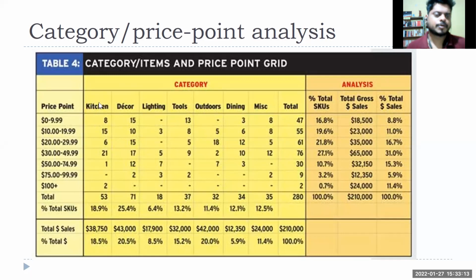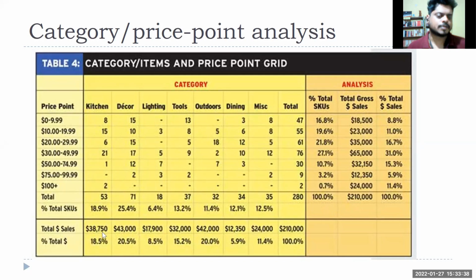So in this case, what are you doing? At the end, you are calculating how many SKUs are there in kitchen. So total 53, right? You are adding this up: 53. So what is the percentage of total SKUs? 53 divided by 280. So the total number of units being sold from that store is 280. So 53 divided by 280, that is 18.9 percent, right?